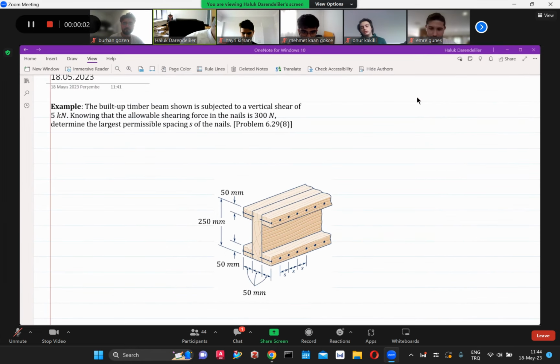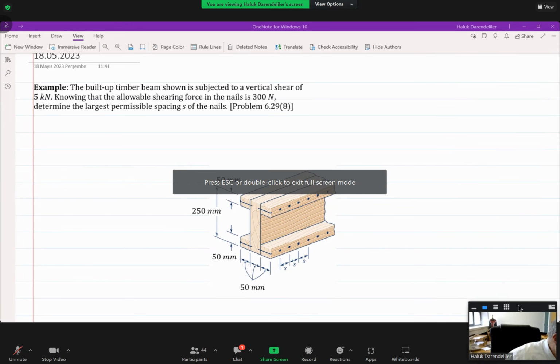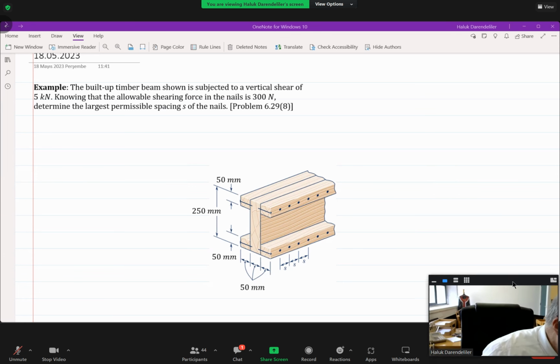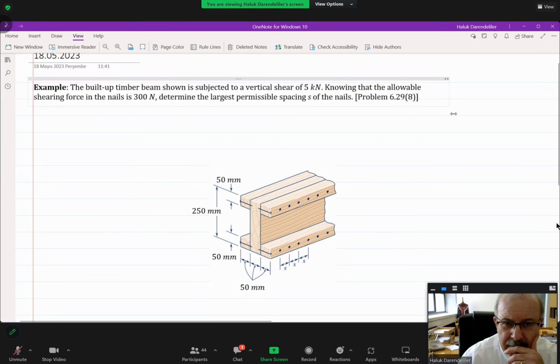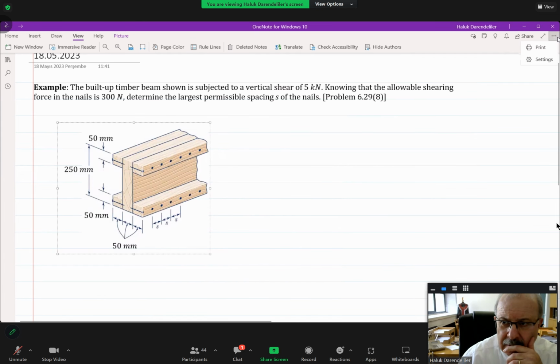Okay, now this is the problem which we'll be solving. There is a beam as you see here, and let me read the problem first.